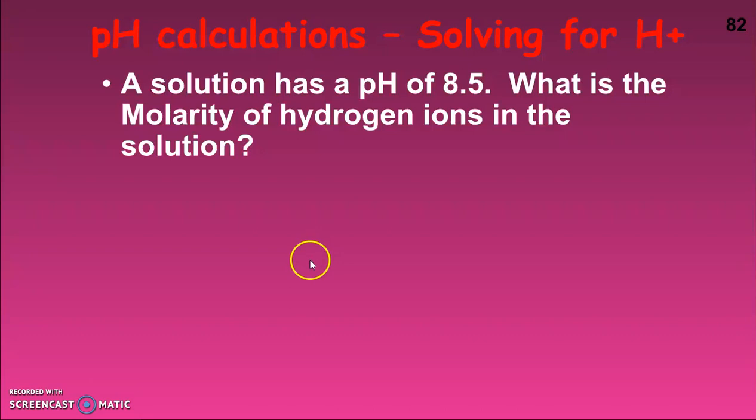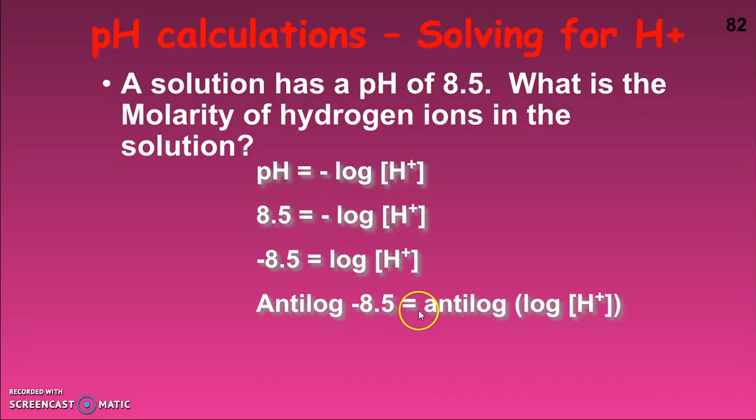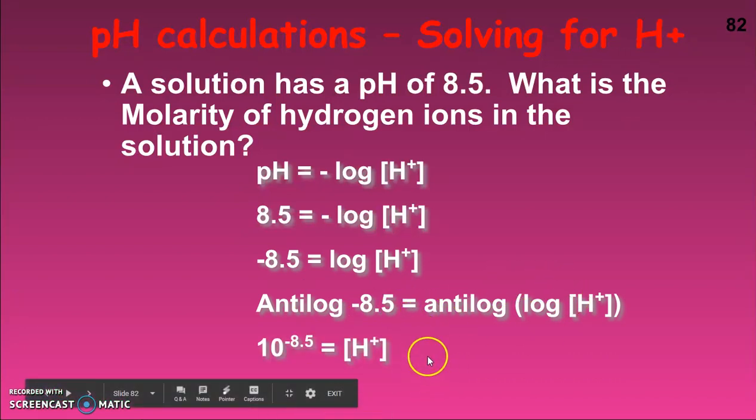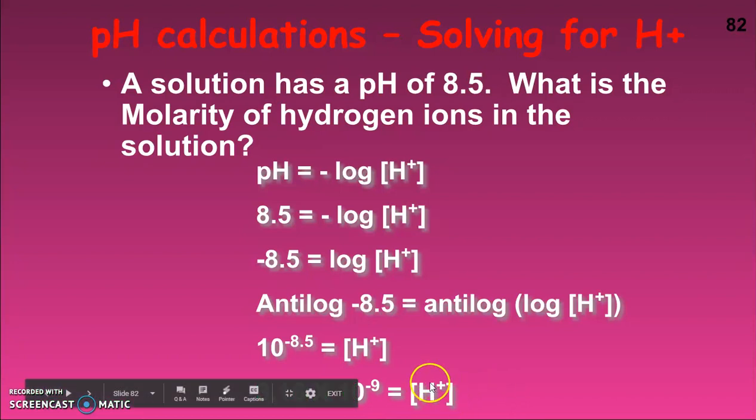So let's do some pH calculations. A solution has a pH of 8.5. What's the molarity of the hydrogen ions? So how much hydrogen is there? I take 10 to the negative 8.5 power. The anti-log of negative 8.5 equals the anti-log of the log of the hydrogen concentration, and that's what I end up with. So all I'm doing is solving for hydrogen instead of solving for pH. So 10 to the negative 8.5, when I plug that into my calculator, I get 3.16 times 10 to the negative 9th. So that amount of hydrogen will produce that pH.